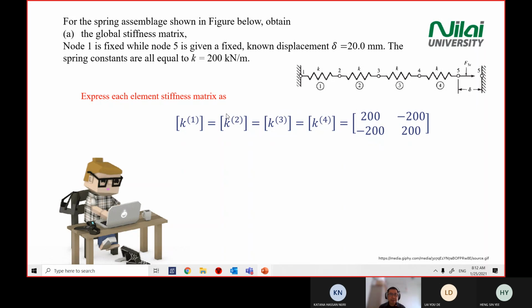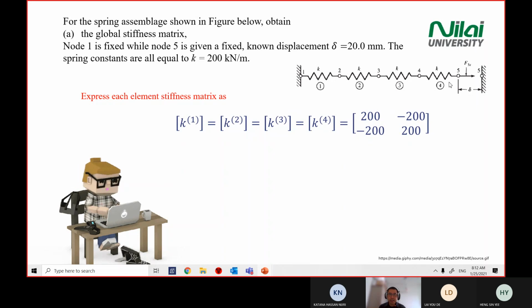So the first step is to express the stiffness matrix. This is a local stiffness matrix, or individual element stiffness matrix. K superscript 1 means element 1, K2 element 2, and so on for 3, 4. Why can we write it like this? Because the statement lets us know that all the spring constants are the same, 200. Of course, when it comes to the exam, the k will be different. You won't have all the constants the same. This is just an example.